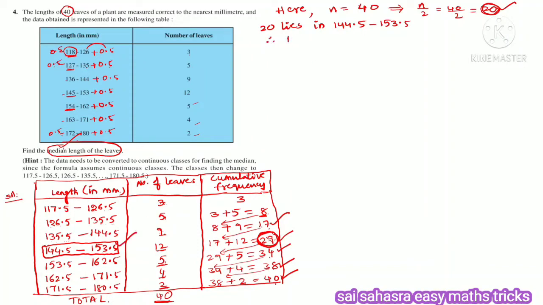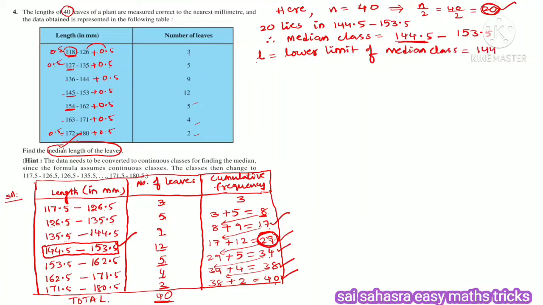Therefore, median class is equal to 144.5 to 153.5. After identification of median class, we will write what are the requirements in substituting the formula. L is the lower limit of median class. So in this the lower limit is 144.5. This is the upper limit. We want only lower limit.